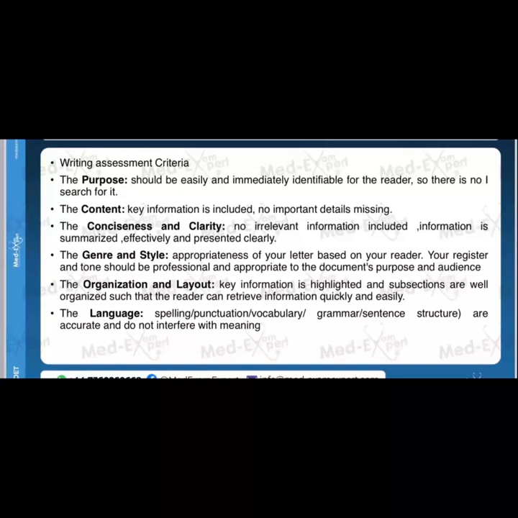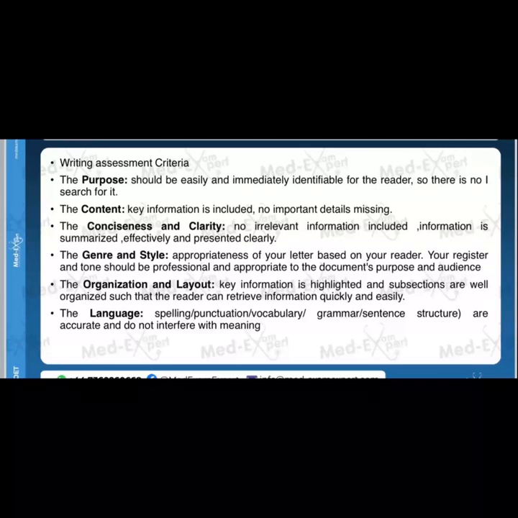Organization and layout: key information is highlighted and subsections are well organized, such that the reader can retrieve information quickly and easily. And for the language, spelling, punctuation, vocabulary, grammar, and sentence structure are accurate and do not interfere with the meaning. So I would say, please use simple and clear English. This is your language test exam.